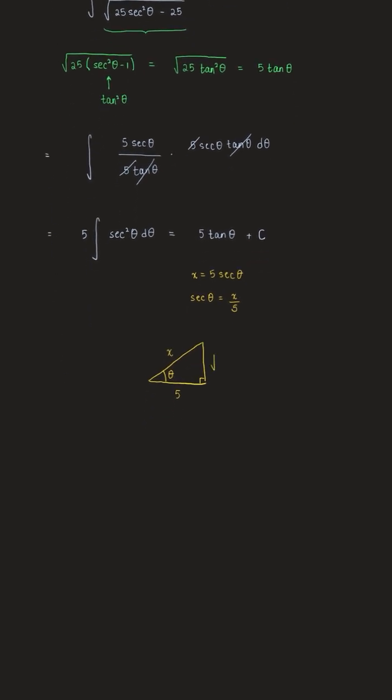So this is going to be the square root of x squared minus 25, and we can finally write our answer in terms of x. So we have 5 times tangent theta, which is opposite over adjacent, so that will be the square root of x squared minus 25 divided by 5, plus c. The 5s cancel, and our final answer is the square root of x squared minus 25 plus c.